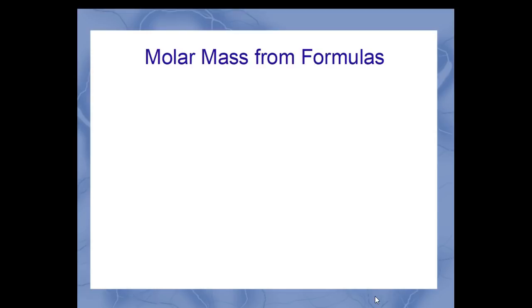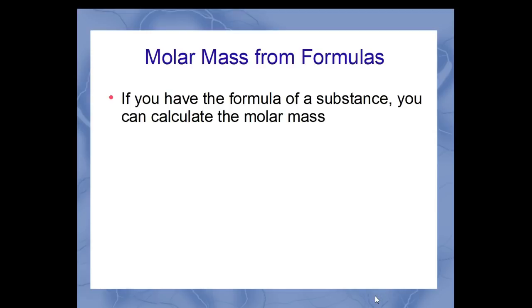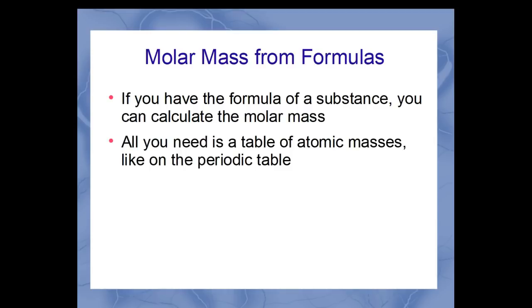We can get the molar mass of a compound from its formula. If you have the formula of a substance, you can calculate the molar mass if you have a periodic table or another table of atomic masses. So if you have a table of atomic masses or a periodic table that has atomic masses on them, you can do this. For instance, we know water is H2O.